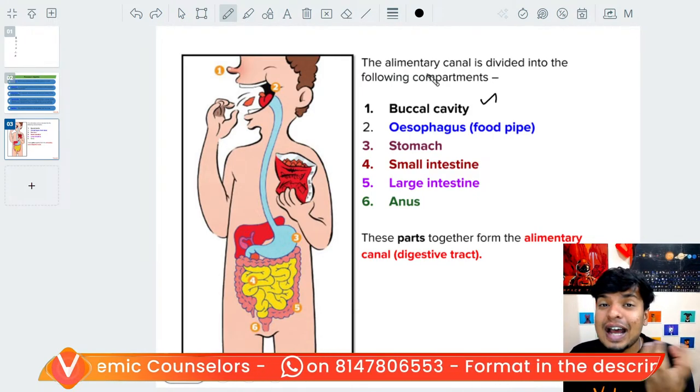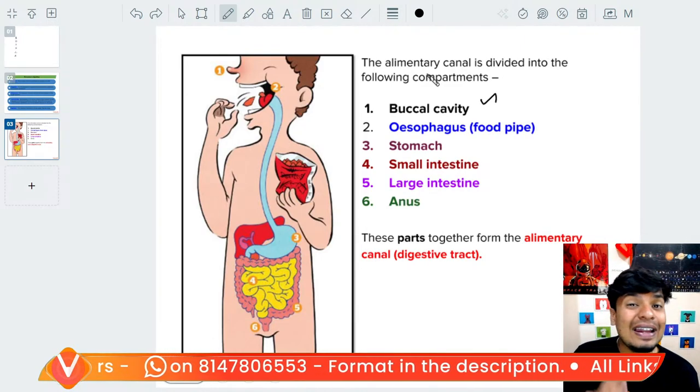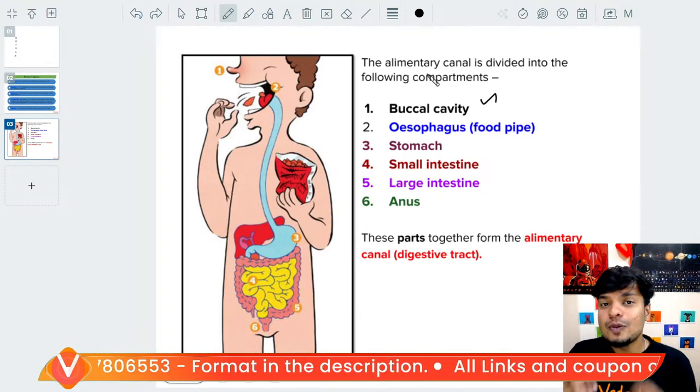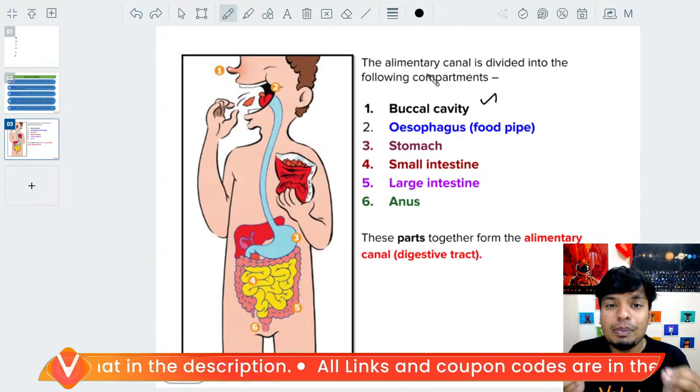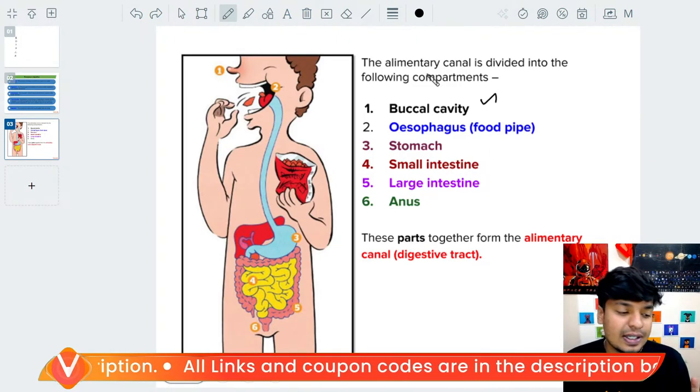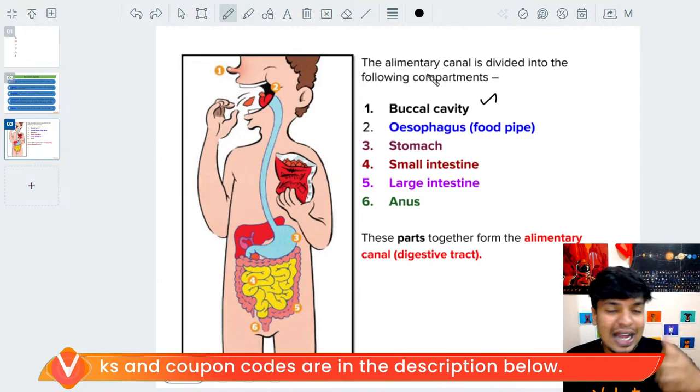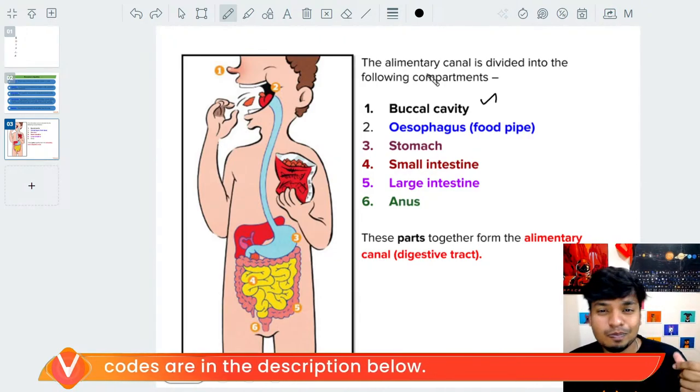Now, this digestion is also called mechanical digestion. Why? Because we are breaking all the big particles into small particles. You're doing mechanical digestion. We're all chewing it.